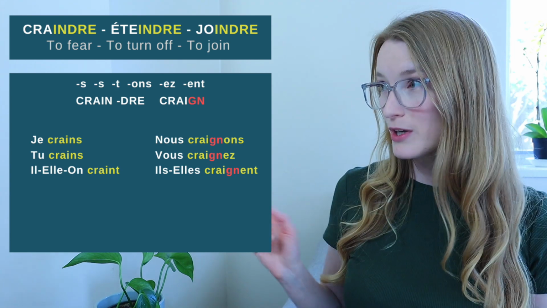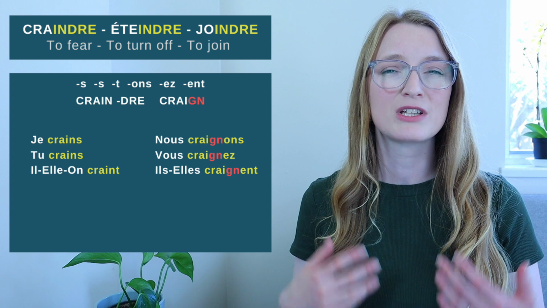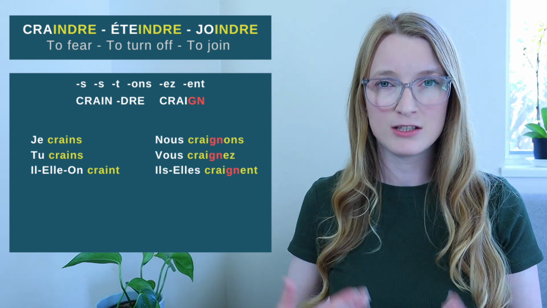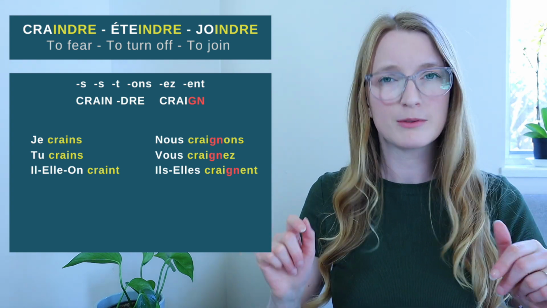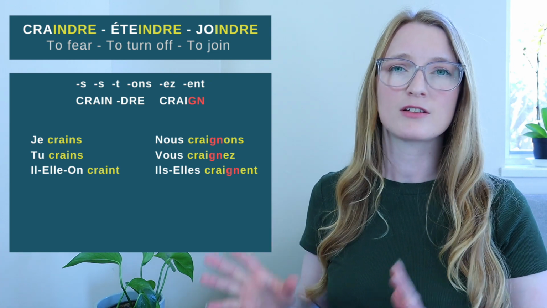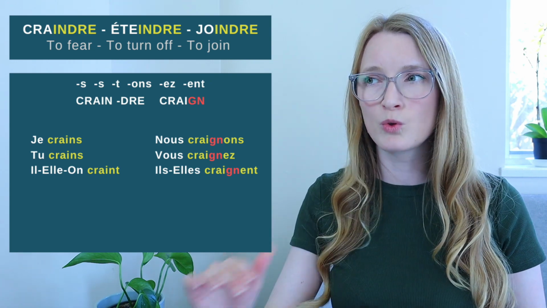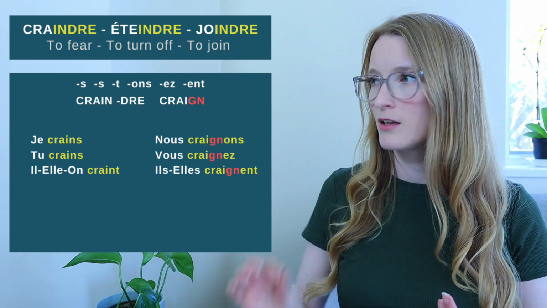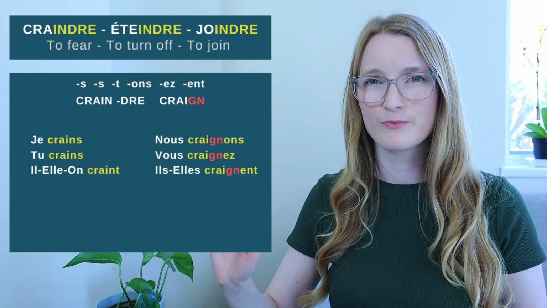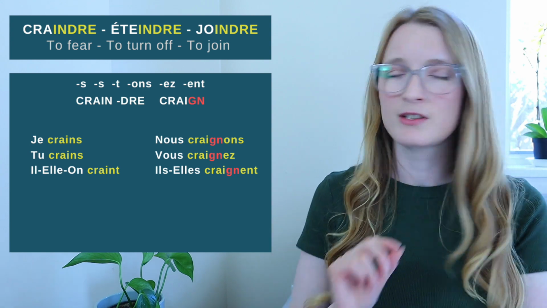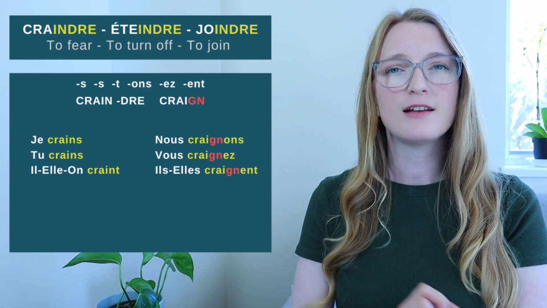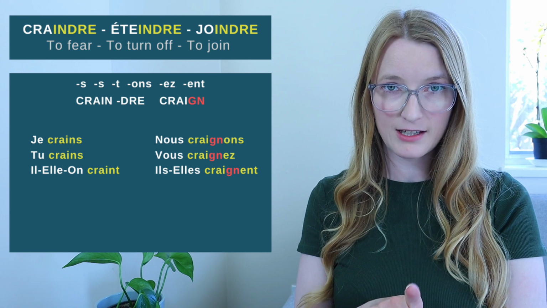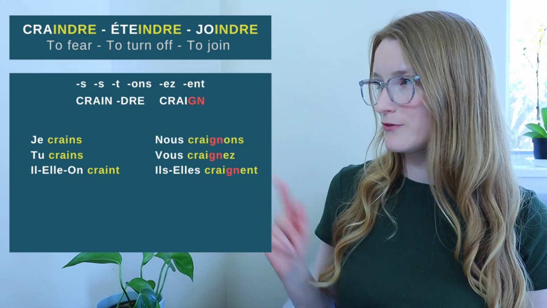Then we go to the plural form and we have nous craignons. Do you remember that? Nous craignons. So it's not a flat n, that's the rolling n. Nous craignons. I'm sure you remember. Vous craignez, ils craignent, elles craignent. So remember, two different stems.